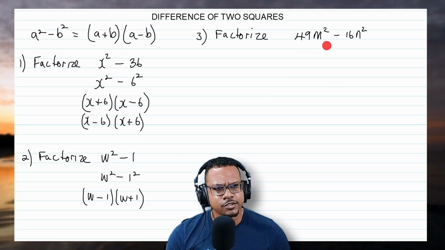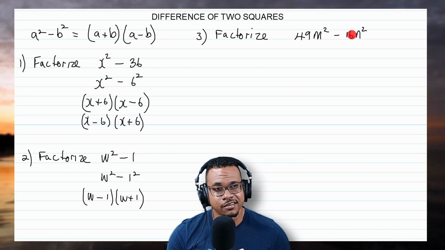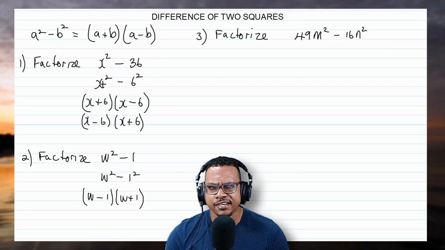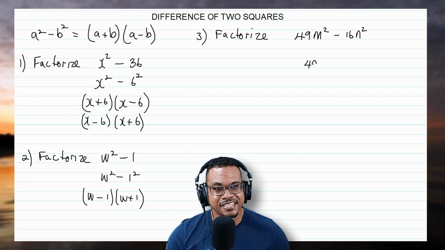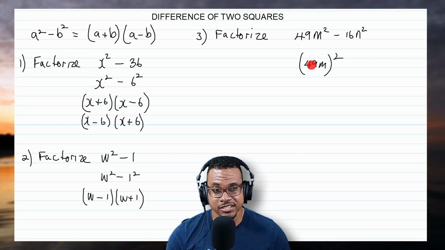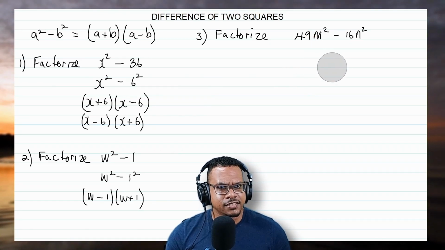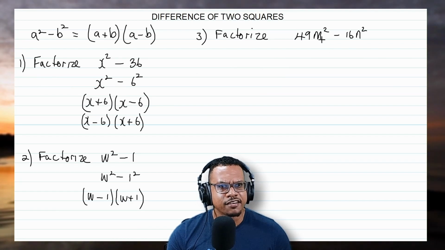Now, let's look at this third question. We need to be reminded that this square is only on the m, not the 49. And the square is only on the n and not the 16. Now, if I wanted to write the square on both the 49 and the m, I'd put 49m in brackets squared. And this would mean that the square has to go on both the m and the 49. But that's not the case here. So I'm going to take that off. So all we have is the m squared and the n squared.